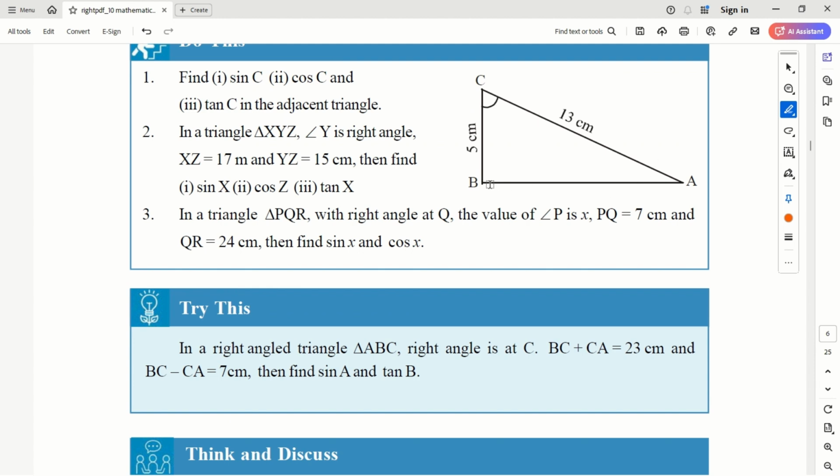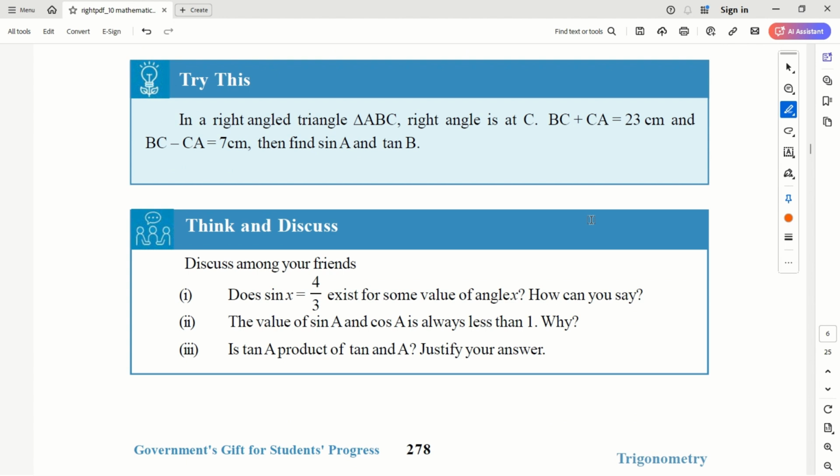Correct? So any other side of the triangle opposite will be always less than hypotenuse. So the ratio will be always less than 1. It cannot be 4 by 3. Sin x cannot be 4 by 3. Same thing, cos x also cannot be 4 by 3. Cannot be more than 1 basically. Okay.